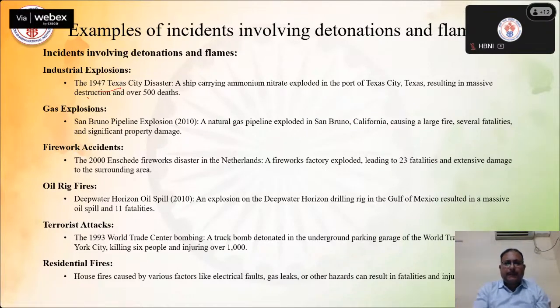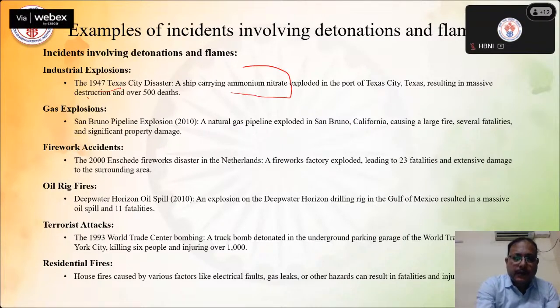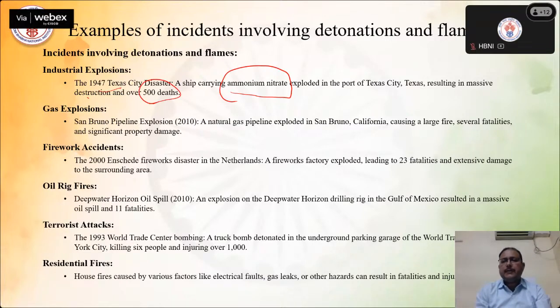Now you can see what happened. A ship carrying ammonium nitrate exploded in the port of Texas City, resulting in massive destruction and over 500 deaths. At that time there must have been fewer laws and regulations, but the material is the same. The property of a material is not going to change. It will never change. As I have already quoted, as every human being has different properties, similarly every chemical or this type of product has different properties. Similar was the case for ammonium nitrate, where it exploded and 500 people died. This was in the category of industrial explosion.